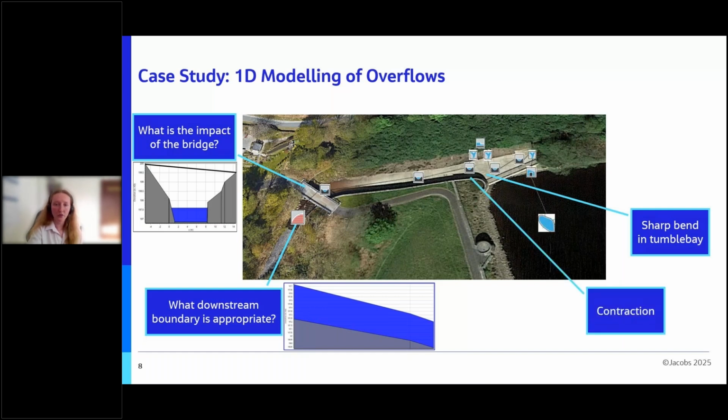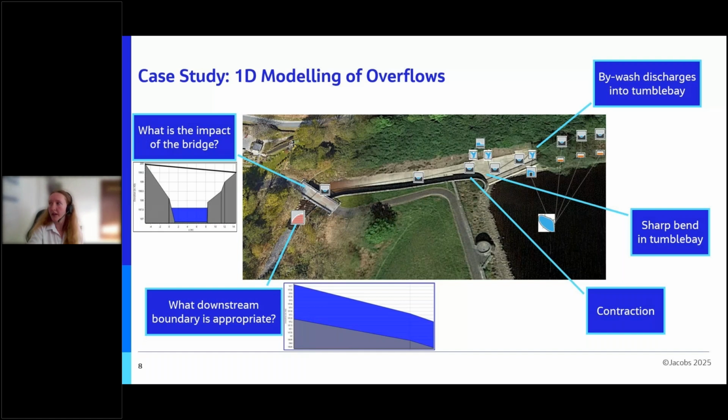There's also a bywash that discharges into the tumble bay, which could push up levels in the tumble bay. The bywash channel was modelled explicitly and dynamically linked to the reservoir and connected to the tumble bay, as you can see here. This was the best model we could produce with the tools available, but it does fail to capture the impact of super elevation and turbulence.